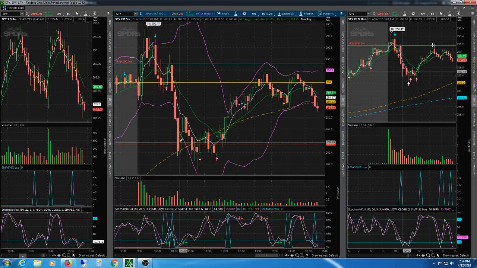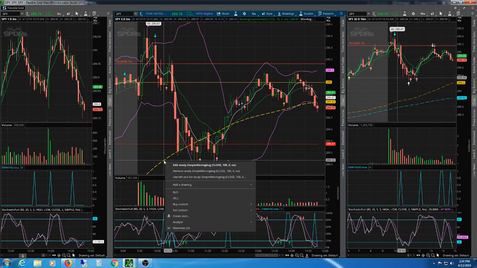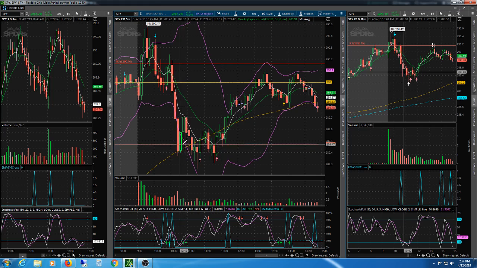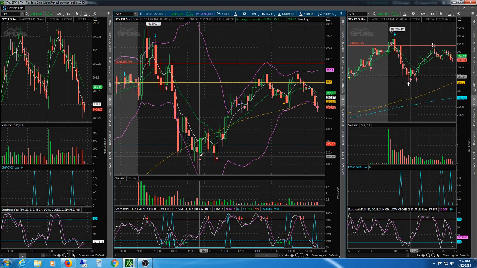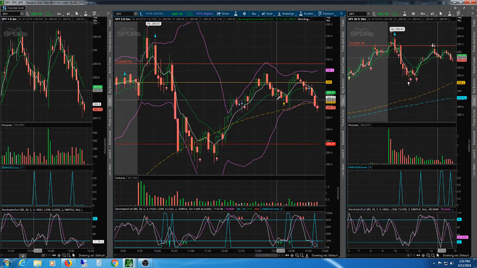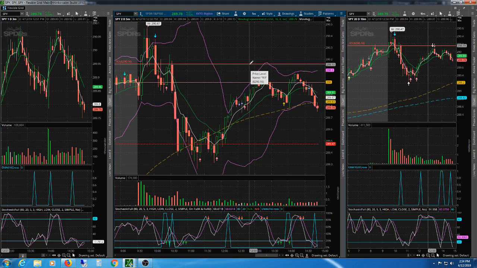Sold most of it. Might have even sold all of it because we had the 100 SMA coming up right here too. So I might have sold all of it, maybe kept one contract, but either way, I would have been out most likely at this level. And we kind of bounced from there. So that's kind of it for today.